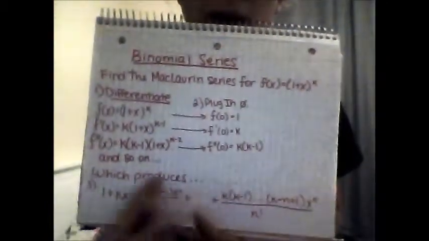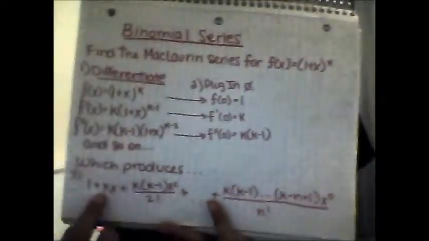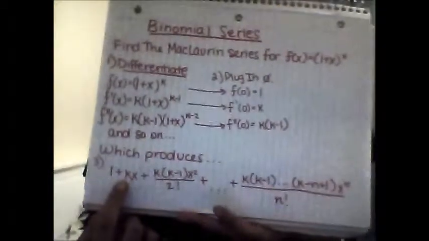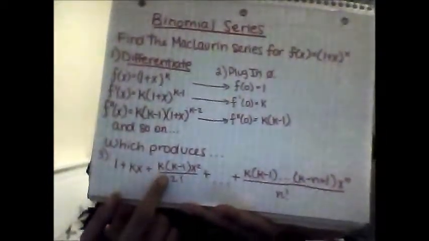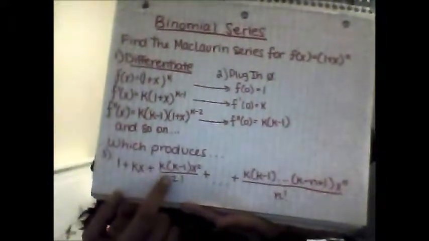So we have our 1 right there, plus our k times our x, which was what we got from plugging 0 into our first derivative, times our x. The reason we don't have a c is because it's centered at 0, so it's just x.